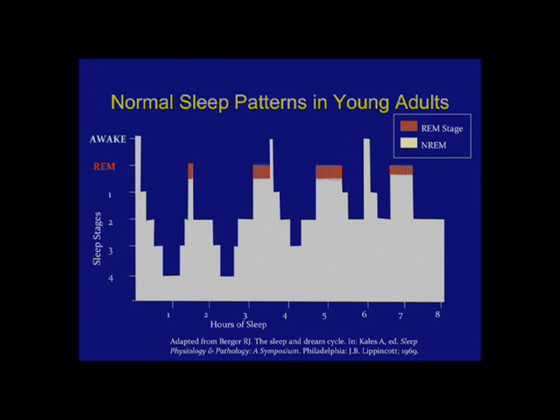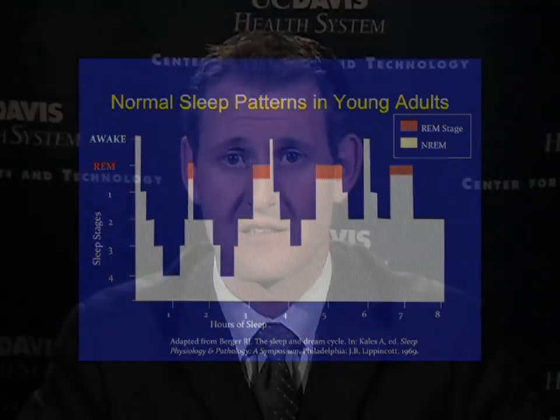And then as the night proceeds, we see them follow into stage 2, 3, 4, back to 3, 2, then REM. And as the night goes on, the REM sleep gets longer and longer, as designated by the red bars, which are becoming longer and longer. We tend to have our sleep alternating between non-REM sleep and REM sleep, and this cycle occurs every 90 minutes.